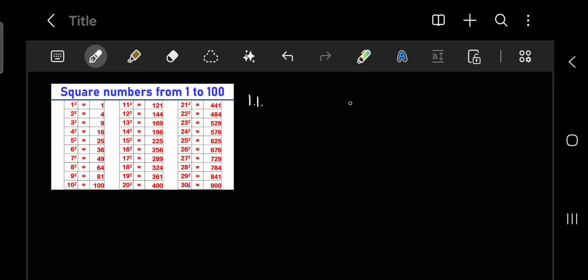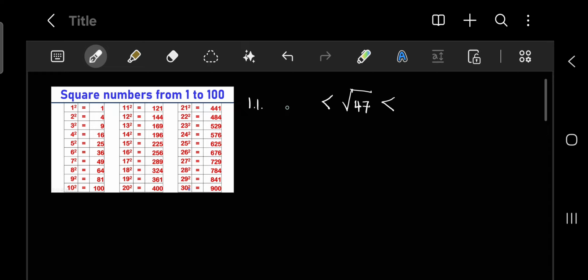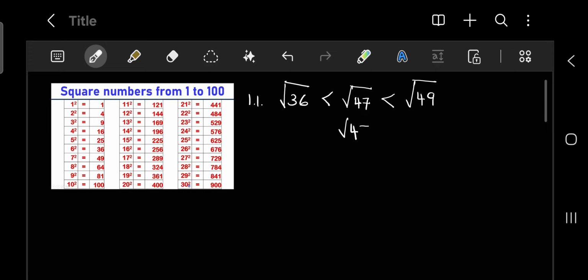So this is how we need to write it. We're going to say the square root of 47 lies between the square root of 36 and the square root of 49.